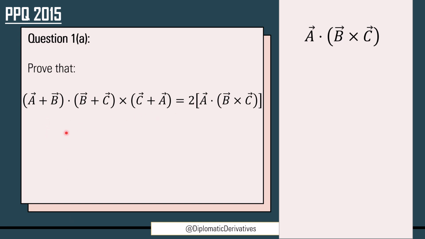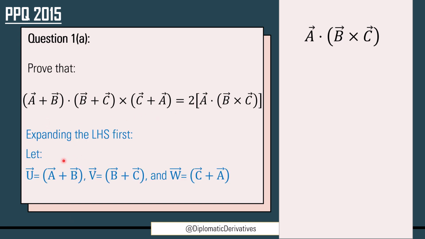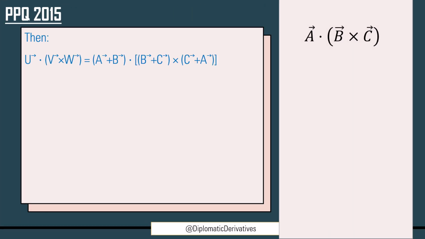that is the left hand side part. Let's expand the left hand side first. Let's suppose a plus b you can write as u, b plus c you write as v, and c plus a you write as w, just to simplify things. Okay, so this means that in place of the first one you have u dot, you have v cross w, which is exactly this thing, which was the left hand side.